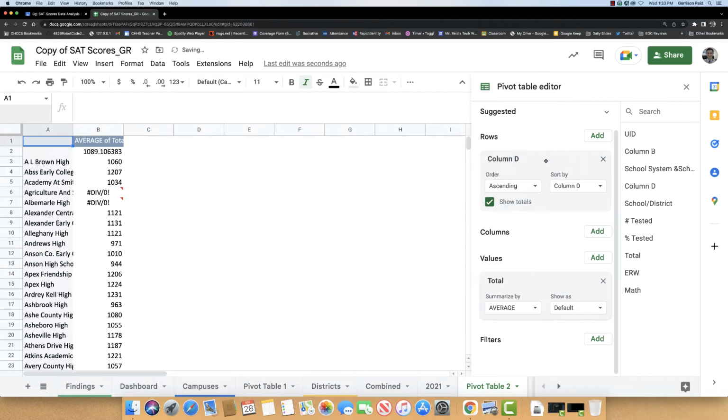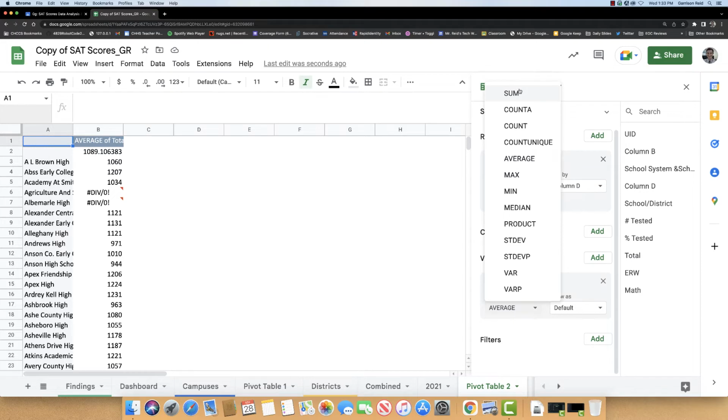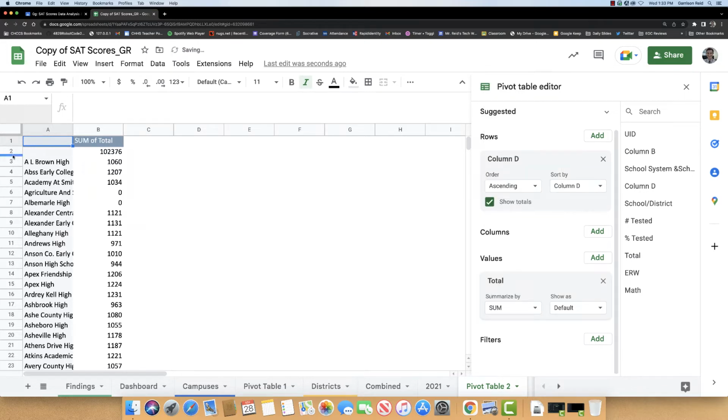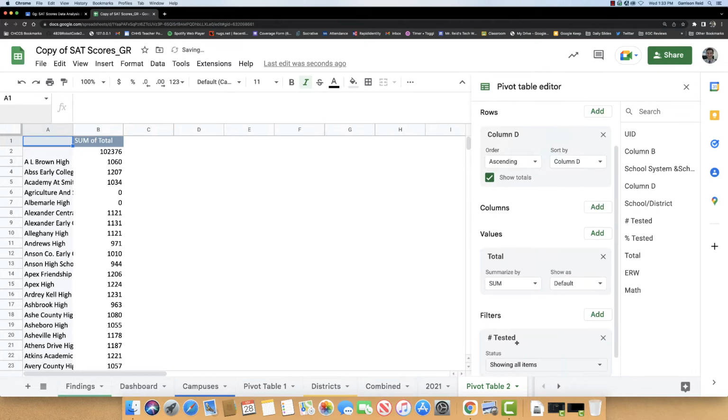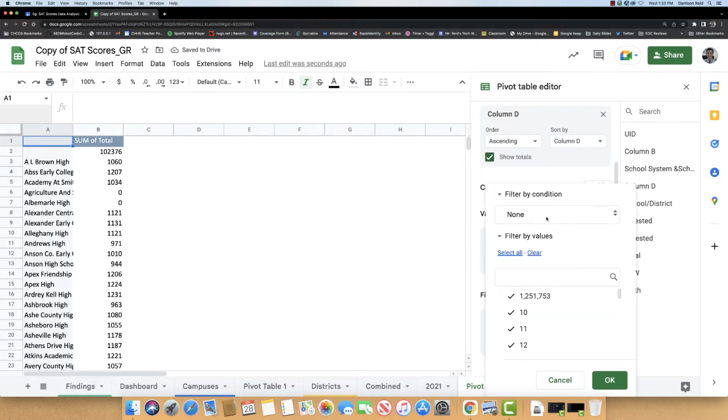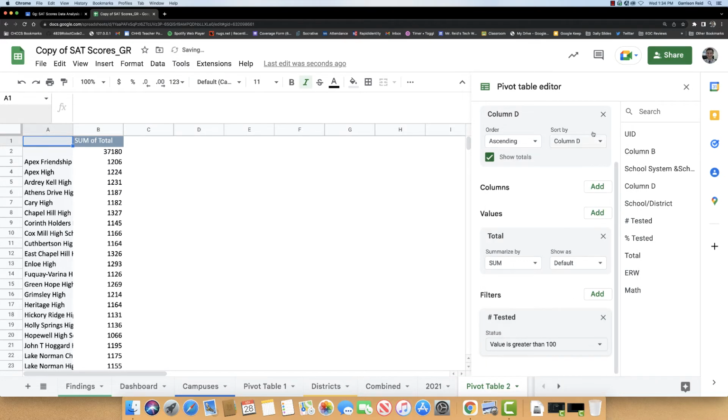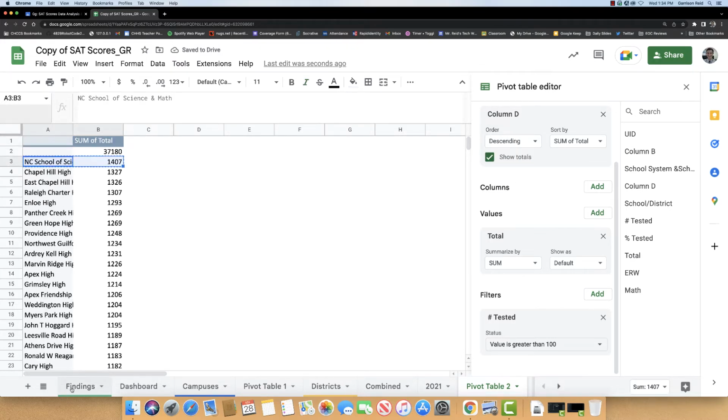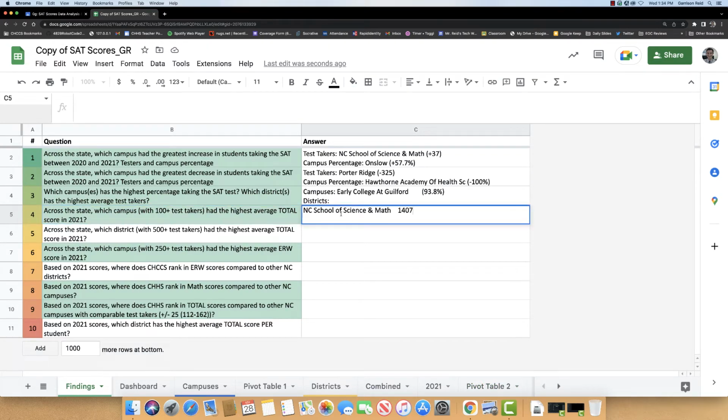Average and sum are going to give you the same result, since there's only going to be that one; you might get an error where they don't have anything in that space. In this case, it doesn't really matter. Number tested: now I'm going to create a conditional format that is greater than 100. Sort by that total, descending, and I see that NC School of Science and Math had an average total of 1470. Which campus had the highest average total in 2021? NC School of Science and Math.